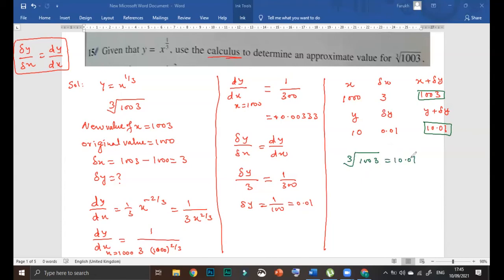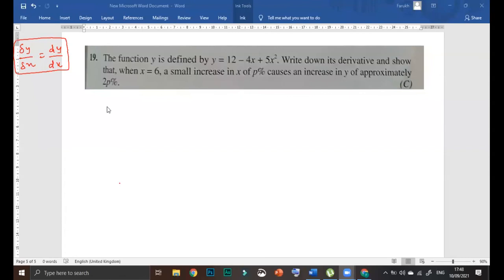Is there any question about this? No, sir. Okay. Now we will attempt another question from this exercise. This one is question number 19 of exercise 16.3. The function y is defined by y is equal to 12 minus 4x plus 5x squared. Write down the derivative.